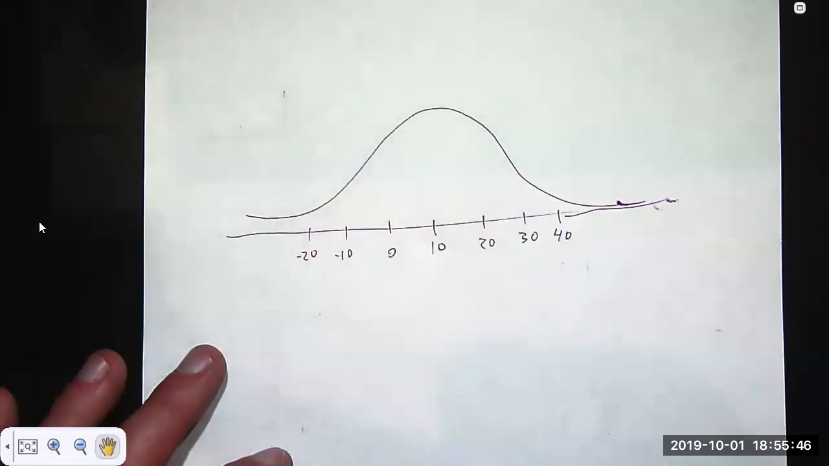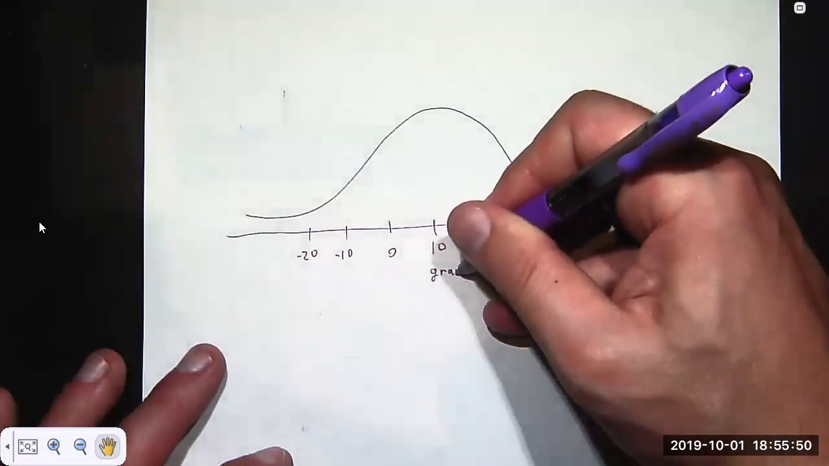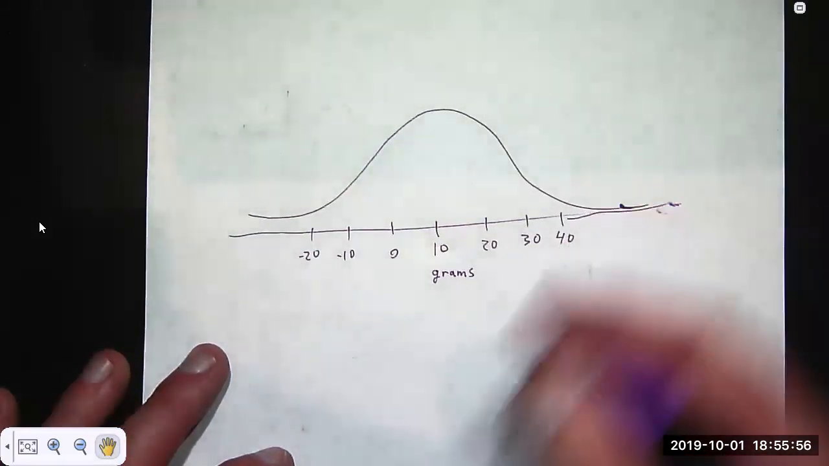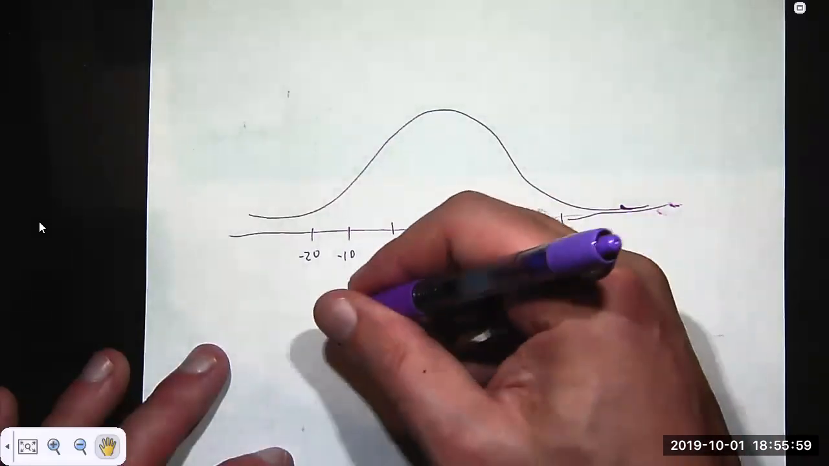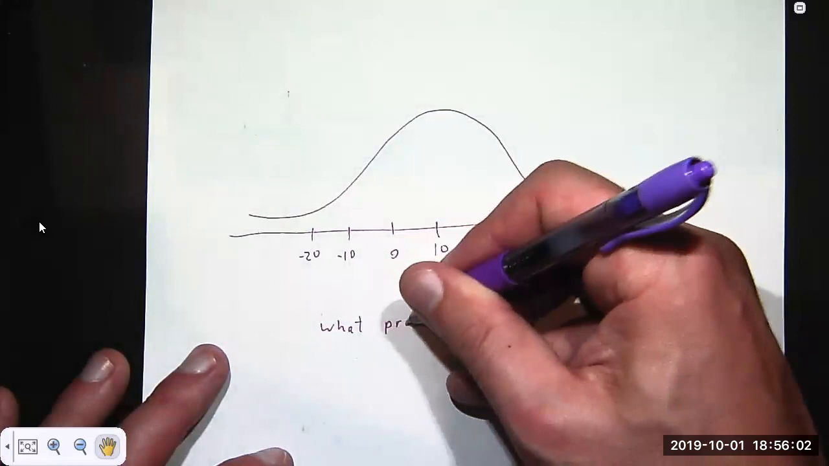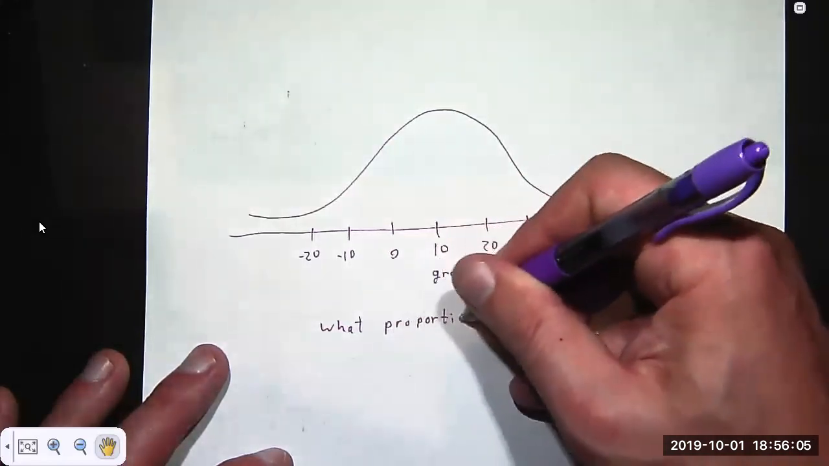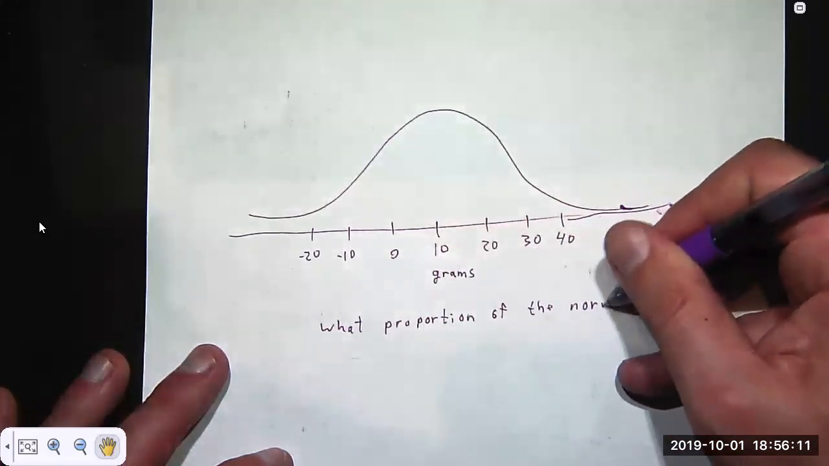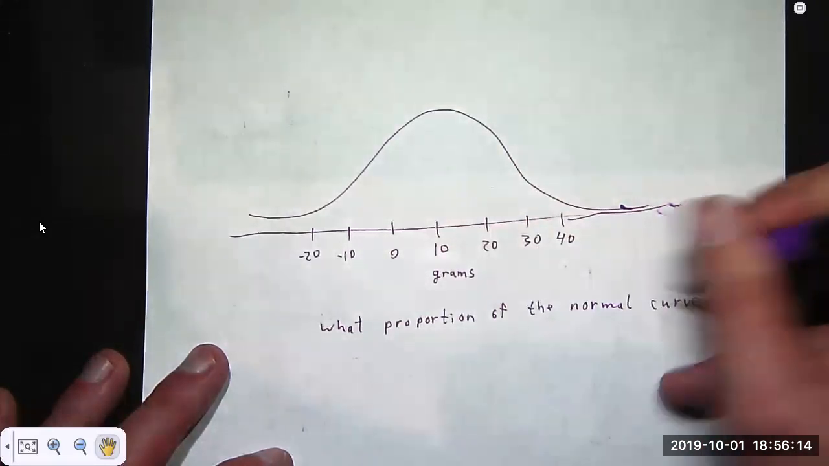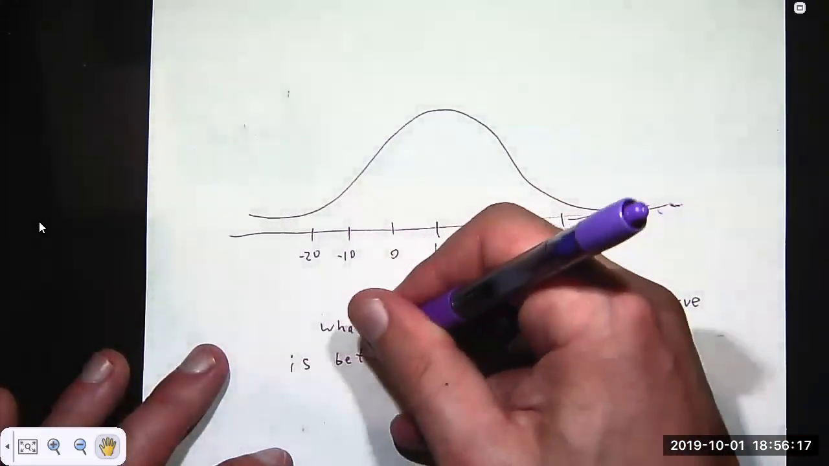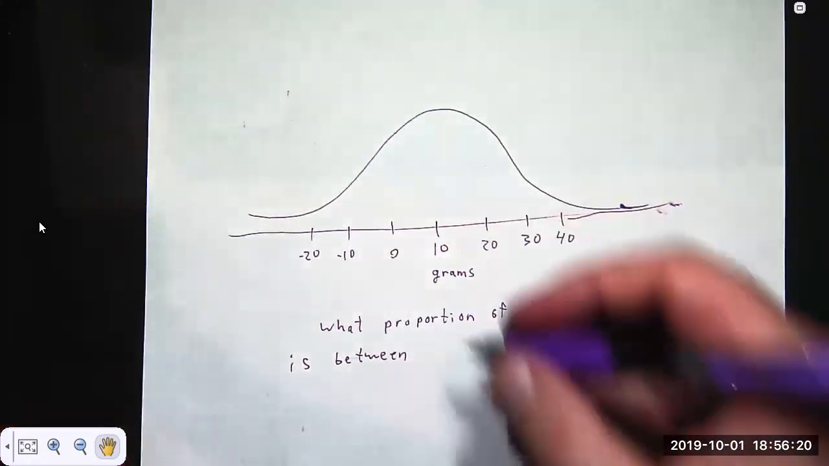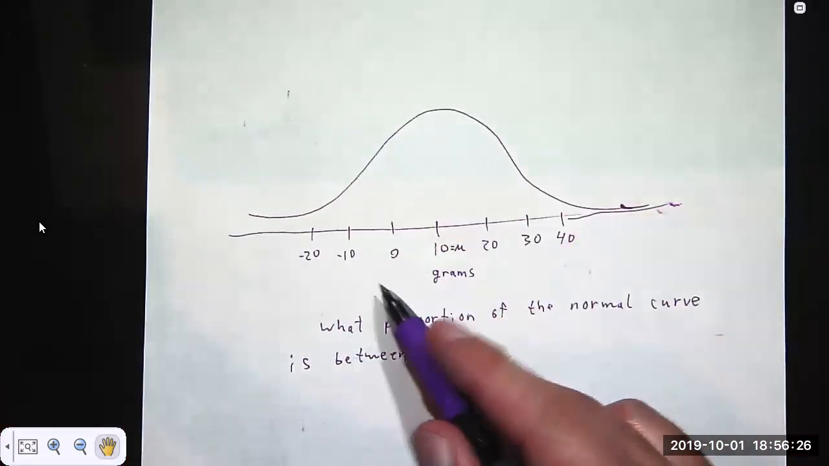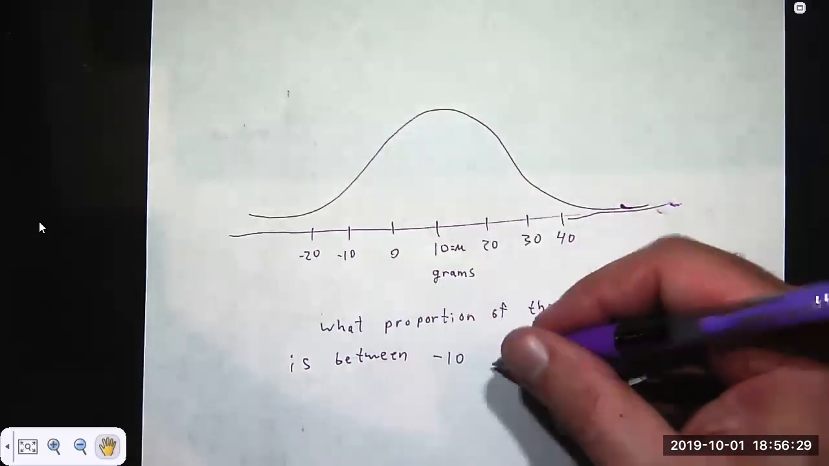So don't worry about it. And let's call this grams. Just leave it at that. Okay, so what proportion of the normal curve is between negative 10, so this was the mu, the center, negative 10 and 40 grams.